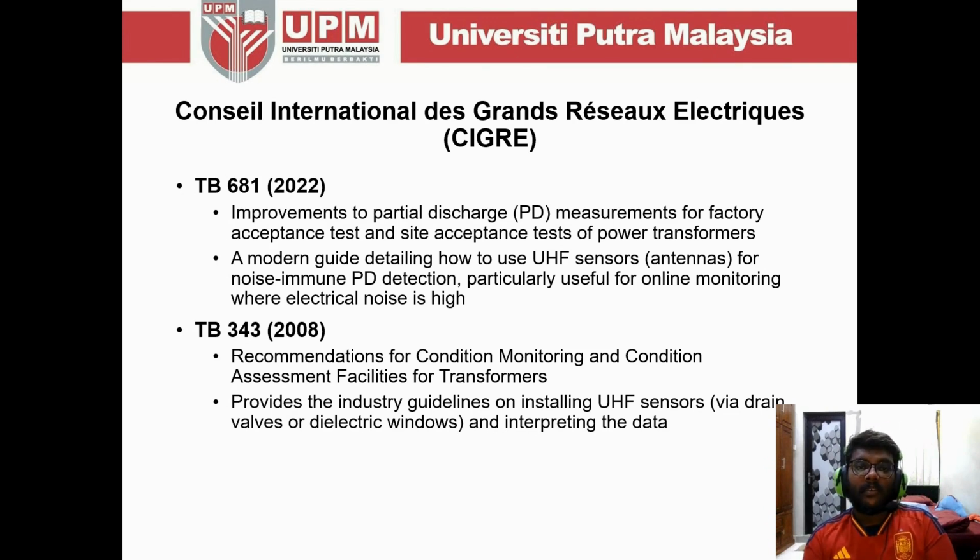And there is also a modern guide detailing how to use ultra high frequency sensors such as antennas for noise immune partial discharge detection, particularly useful for online monitoring. Technical Bulletin 343 recommends the condition monitoring and also condition assessment facilities for transformers. It provides an industry guideline on installing ultra high frequency sensors, mainly through drain valves and also dielectric windows, and it also gives us the ways to interpret the data.